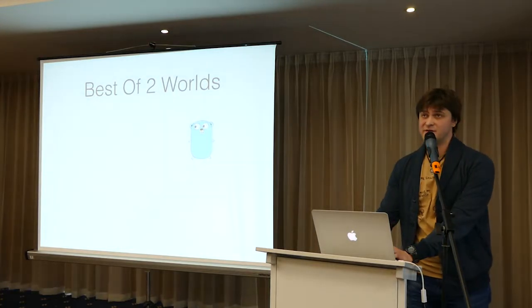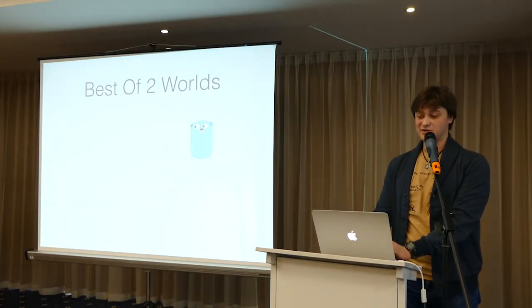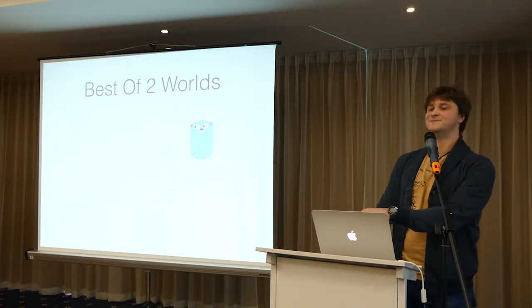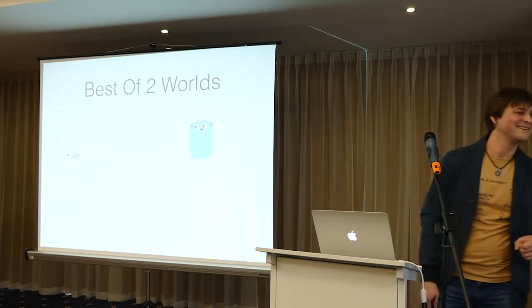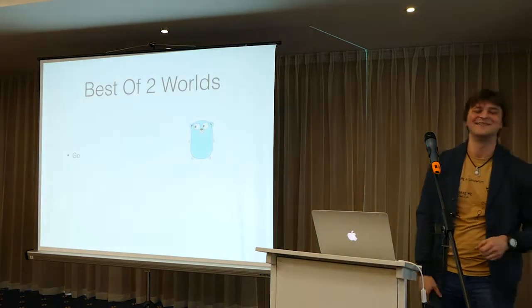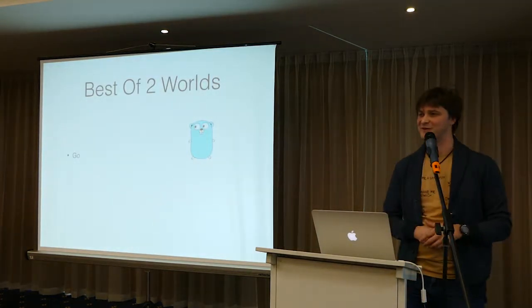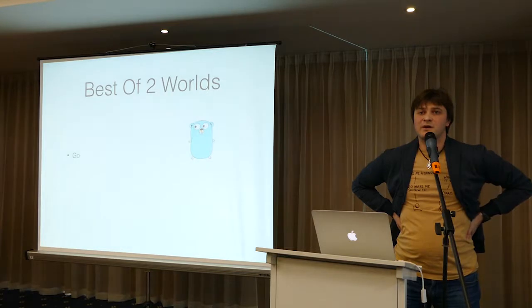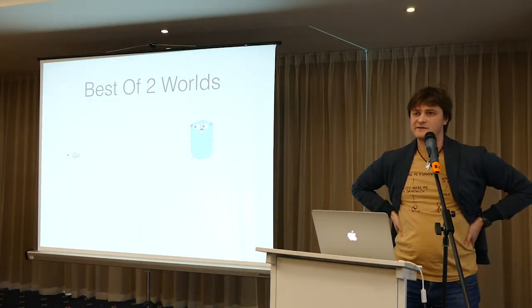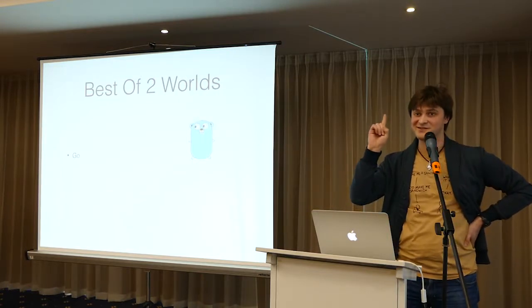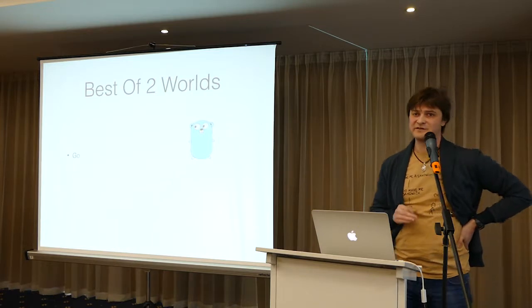And I claim that the closest one is actually, who knows what that is? Go, exactly. Why? Go stole its model from ML. So that's fine, I'm going to talk about that. Rob Pike, the designer of the language, said that fast compilation time is very important. He's right. Go compiles very, very fast.